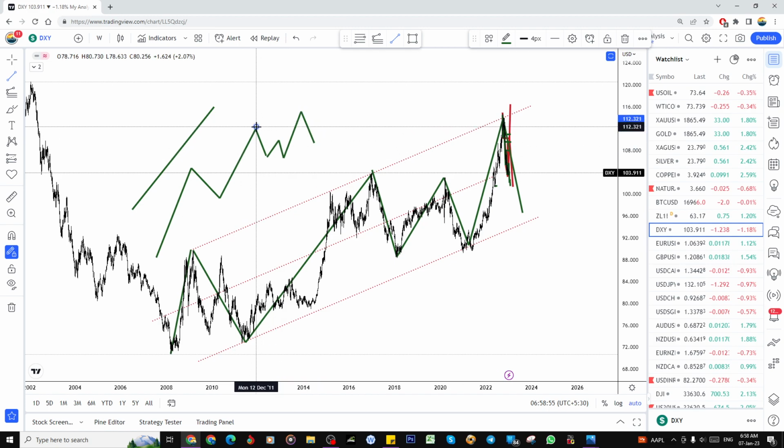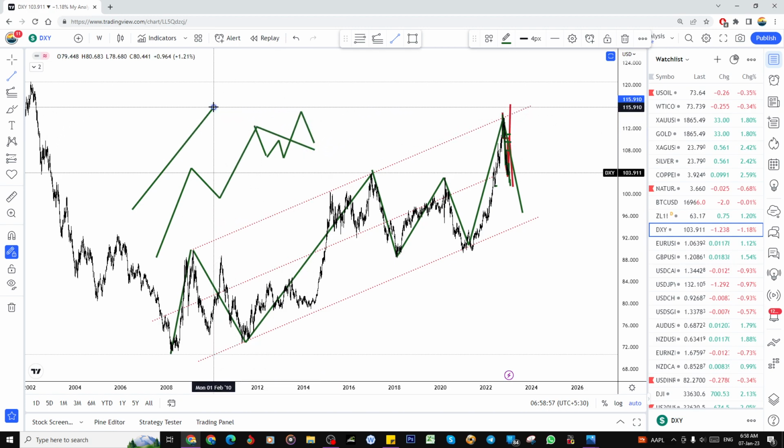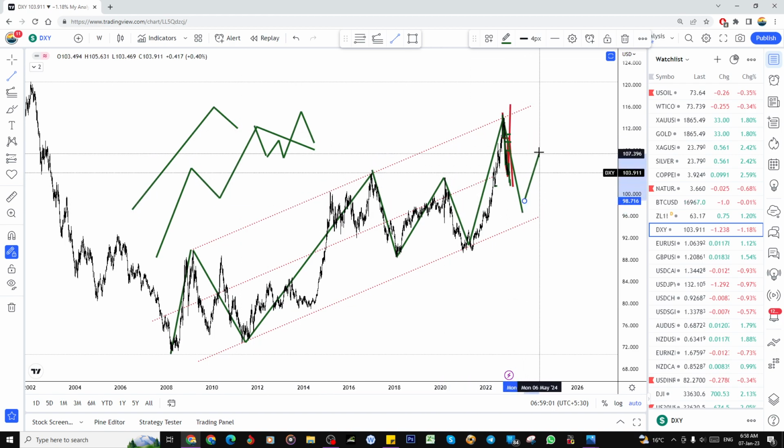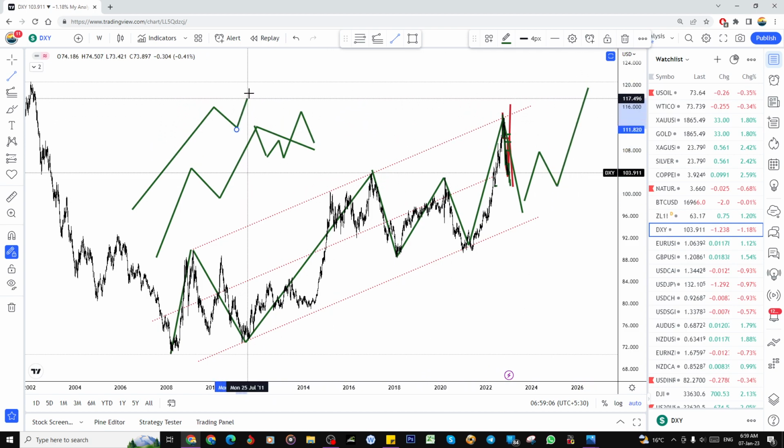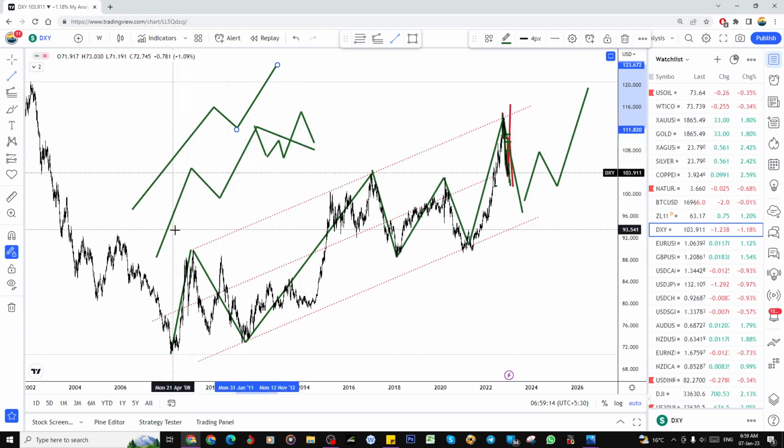So all those things are a correction. So this part will be like this. After this one's completion, we need one more like this. So here it's the one impulsive wave. So this is the one in the bigger picture. This is in the minor, intermediate time frames wave counts here.